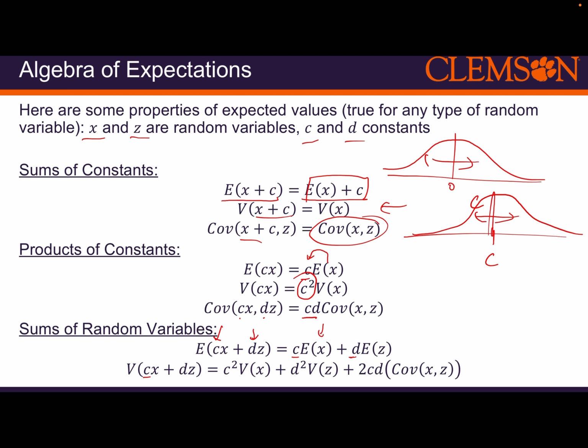We have c times x plus d times z. The new variance of that linear combination reflects c squared times the variance of x plus d squared times the variance of z, from this property. But we have an additional feature to worry about, which is 2 times those two constants, c times d, times the covariance itself. This part right here makes linear combinations of variables difficult in statistics, so we actually need to know that covariance term.